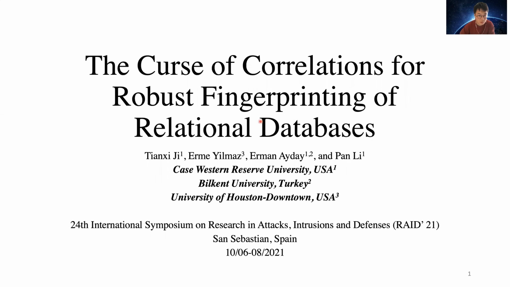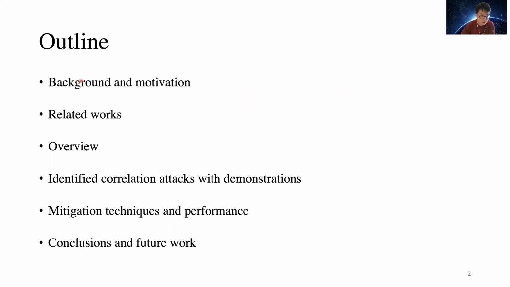Today I will present our recent work on the curves of correlations for robust fingerprinting of relational databases. My talk will be decomposed into the following parts. After giving the background, the motivation, and reviewing the related works, I will give an overview of our work. And then I will dive into the identified correlation attack for database fingerprinting, and then talk about the corresponding mitigation techniques for the attack. And finally, I will conclude the paper.